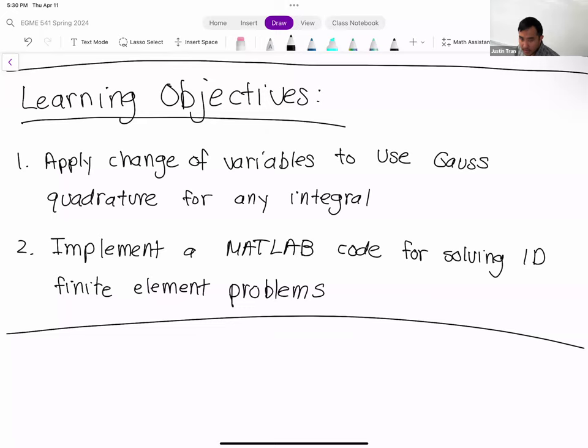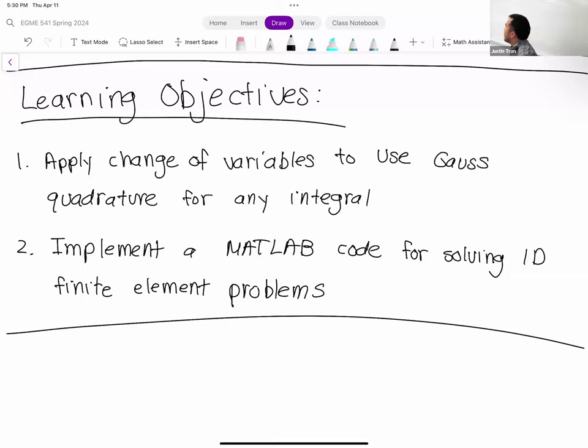But for the majority of today, it's another MATLAB day. So we're going to be learning how to implement MATLAB code for solving 1D finite element problems. I'm hoping we can finish it up in one day. A lot of it is going to build off of what we've done before in terms of the code structure. The only thing that's going to be new in the code that we haven't done before is Gauss quadrature.